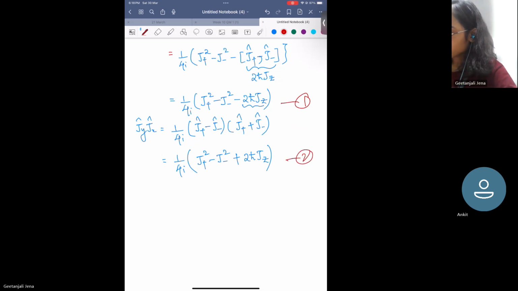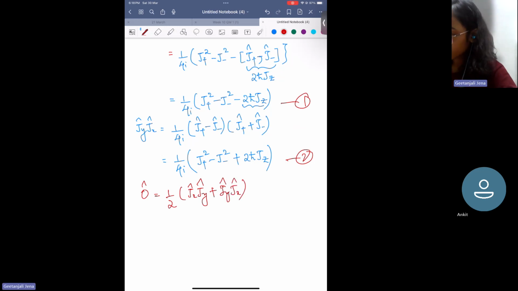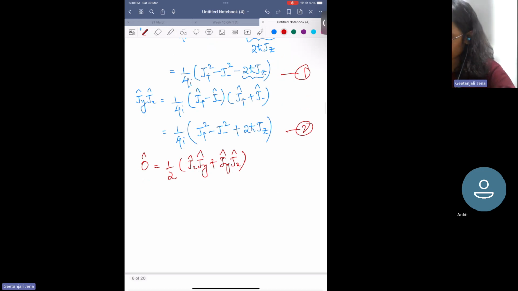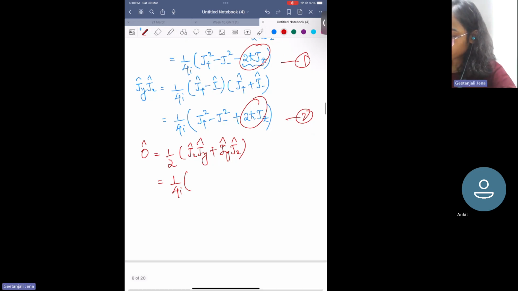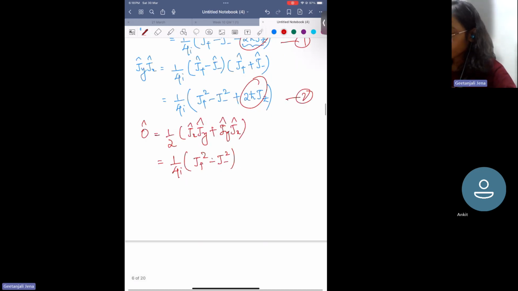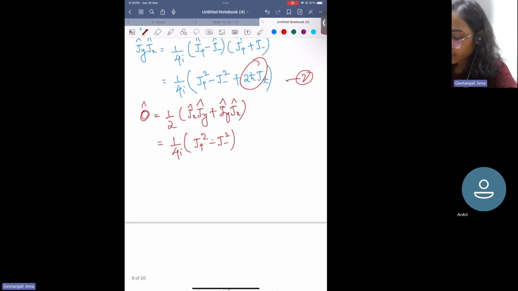So now the operator would be half (JxJy + JyJx). This means you will get 1 by 4i. The Jz term will cancel when you add the first and second terms. So the term that will remain is J plus squared minus J minus squared. So this is how you can represent the operator in terms of raising and lowering operators.